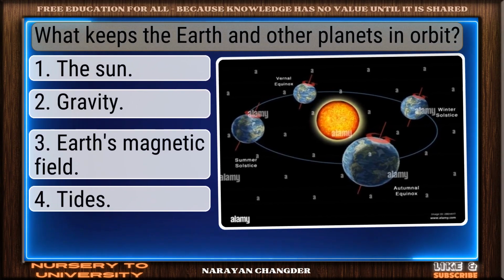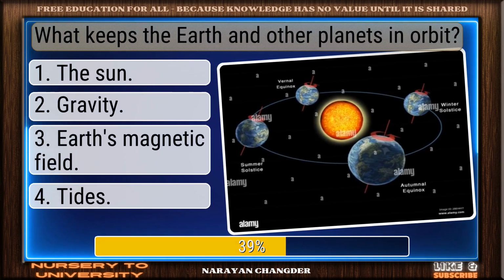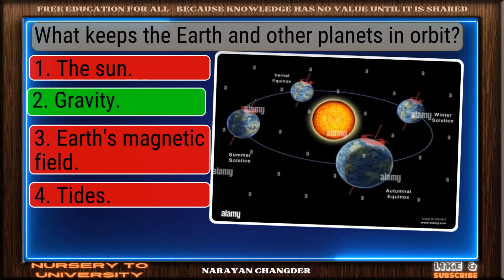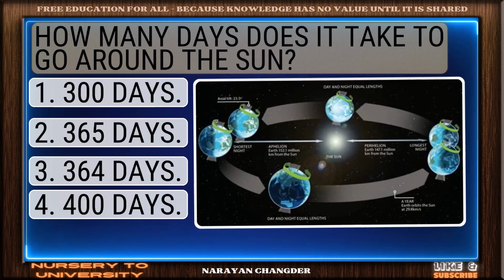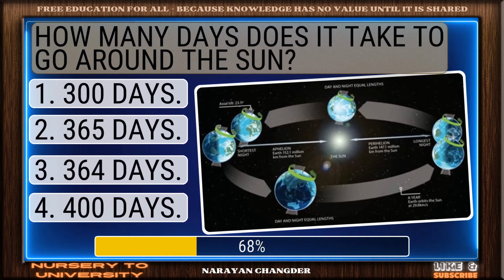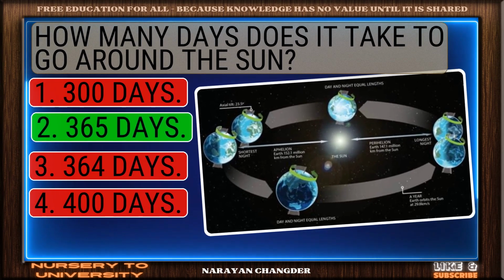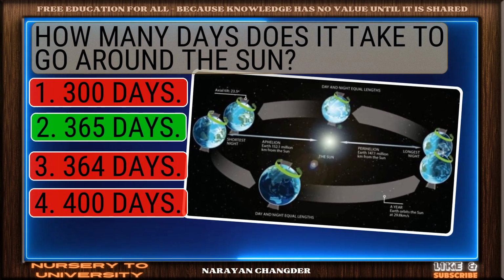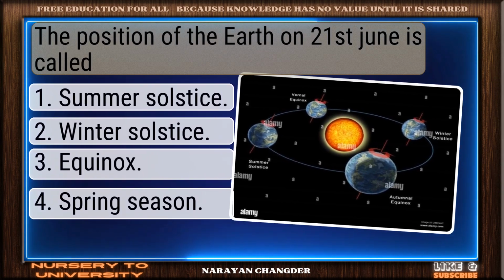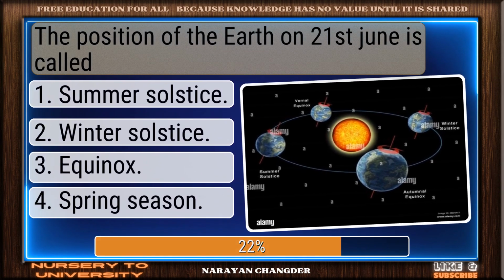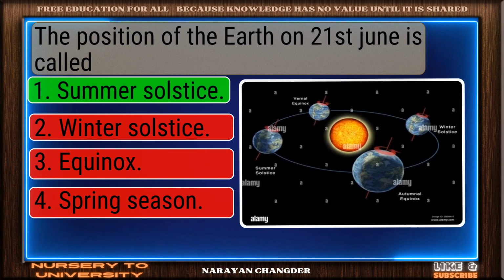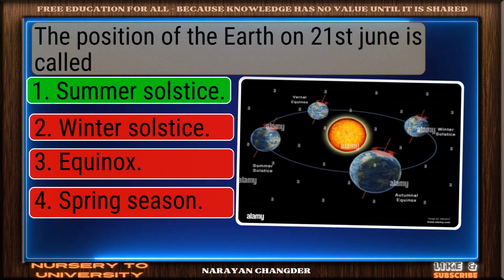What keeps the Earth and other planets in orbit? Correct response. Gravity is the most accurate answer. How many days does it take to go around the sun? Right again. 365 days is a valid answer. The position of the Earth on the 21st June is called... Solid response. Summer solstice is a valid choice.